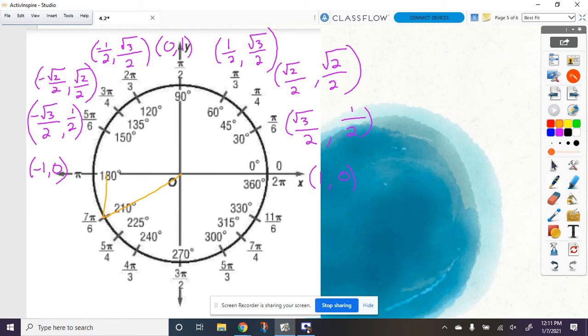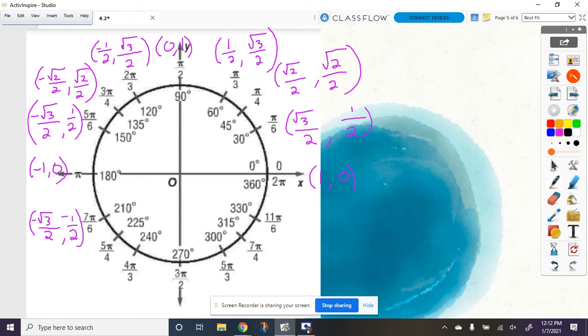So now we know that 210 would have the same triangle as what angle? 30, because we know that we've gone 30 degrees past 180, which tells us that we would have the same triangle as 30 degrees. But this time, which one's going to be negative? Both of them.